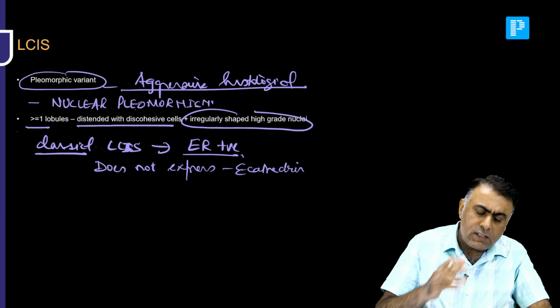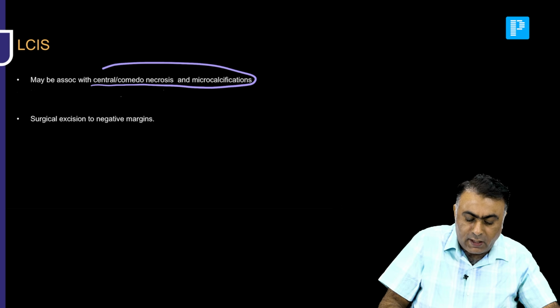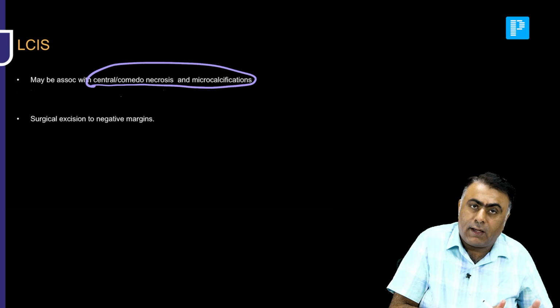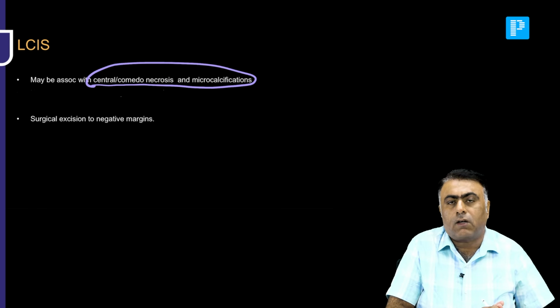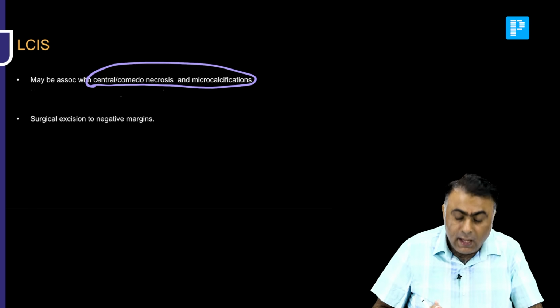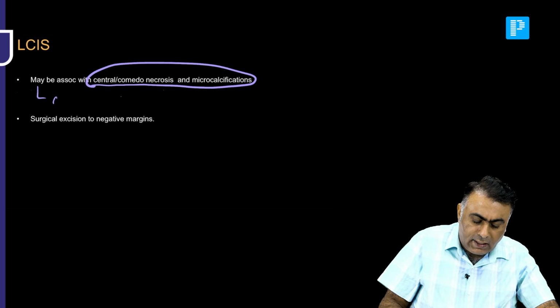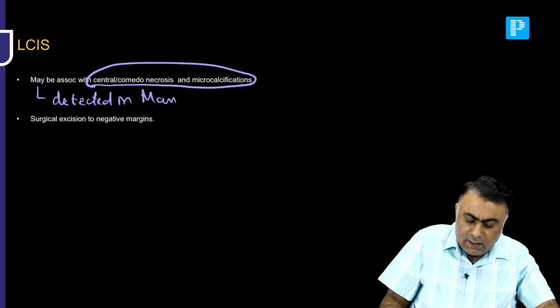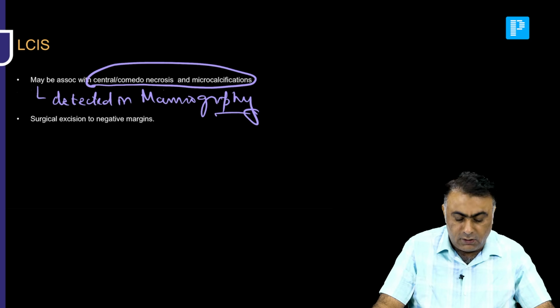Apart from this, it is this variety where we may find central or comedo necrosis and microcalcifications. This is something you don't see in the classical variety, but in the pleomorphic variety it can be associated with central or comedo necrosis and microcalcifications, something similar to what you find in ductal carcinoma in situ. And when microcalcifications are present, this variety of lobular carcinoma in situ can be detected mammographically. That is an important feature.